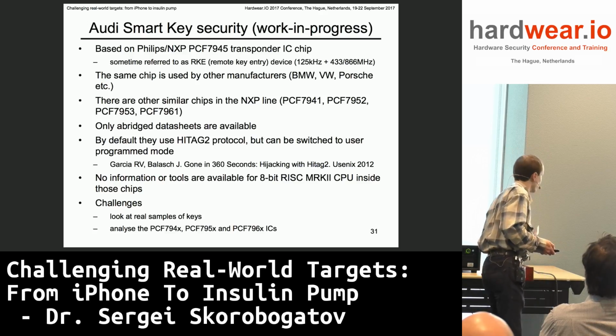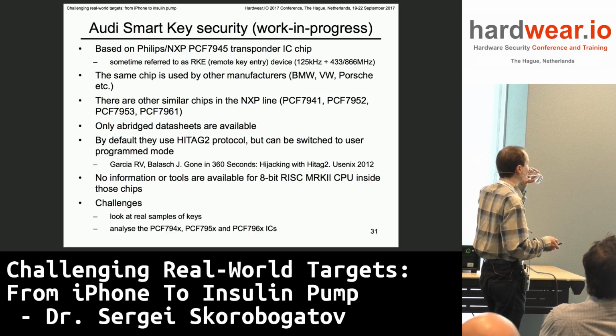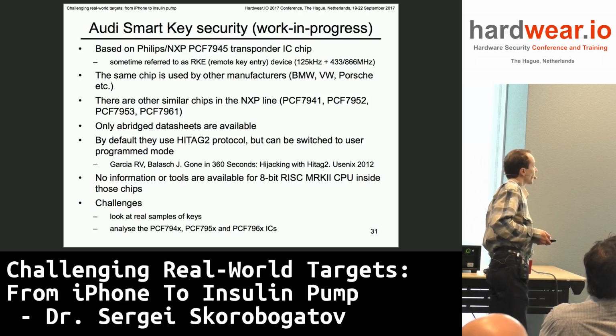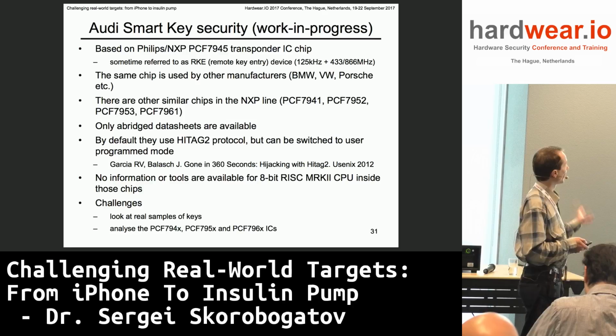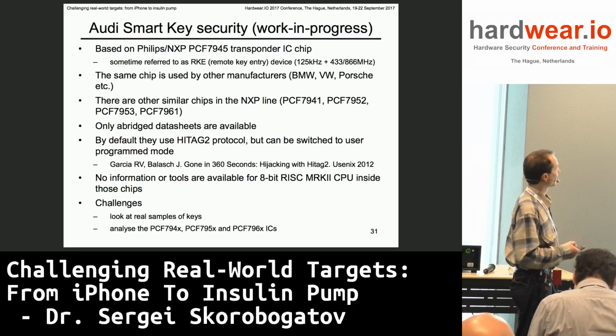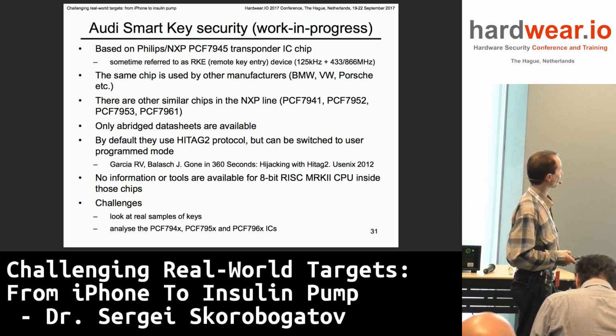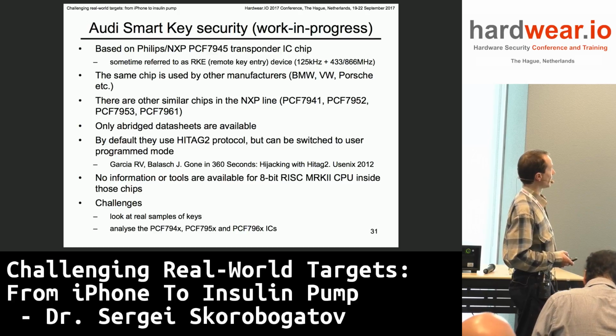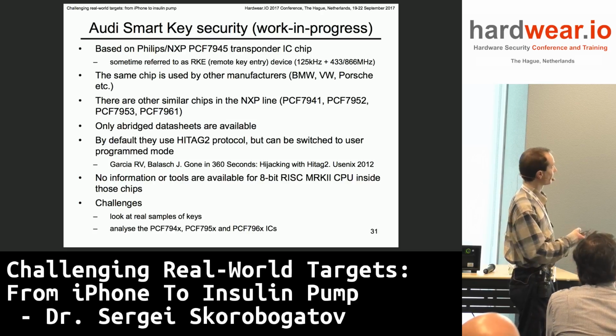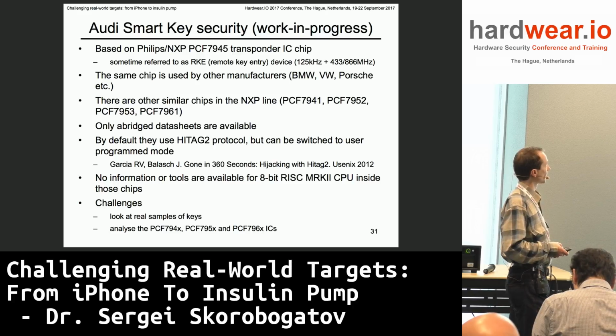So the next work in progress that I'd like to present is the Audi Smart Key. It's based on a relatively old Philips transponder IC that was designed in the early 2000s. And it's still used in the latest models of cars, which is quite surprising because the security they implemented 20 years ago is far from what modern attackers would use. And the same chip is used by other car manufacturers.